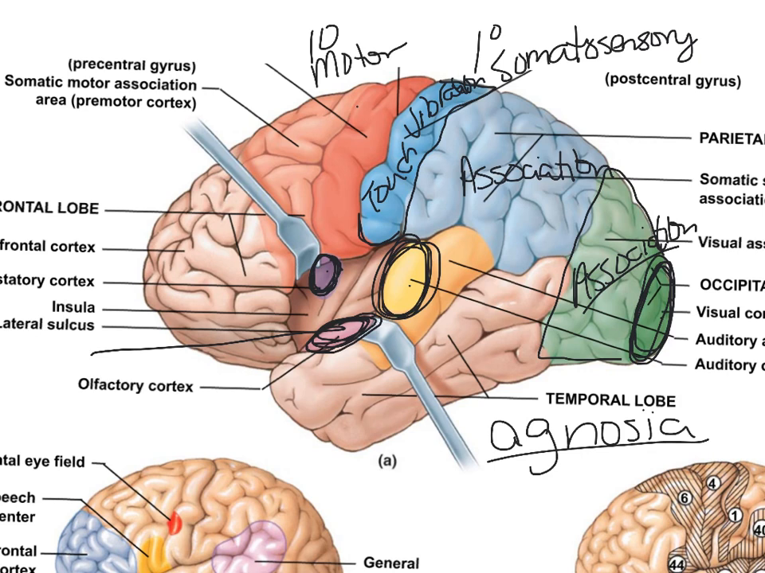Then we have an auditory association area right here. The auditory association area is going to, again, interpret what you hear. So it helps you to recognize words, right? You recognize words.